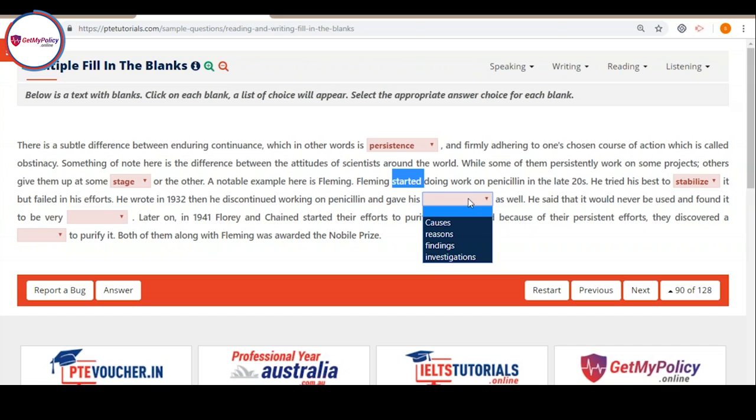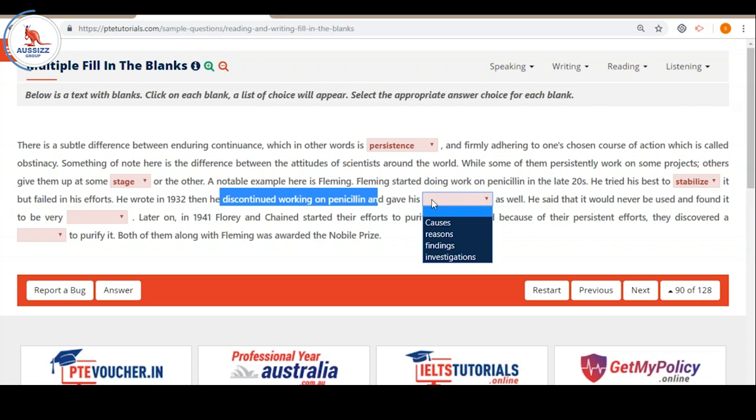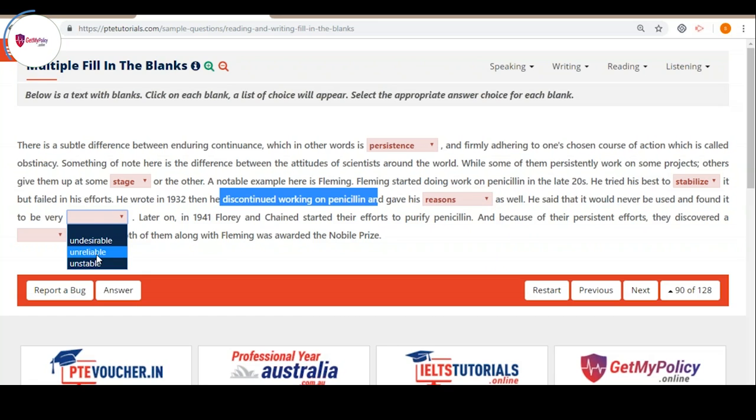They discovered a dash to purify it. Again, I got the same word, purify it. That's why I said sometimes when you read the next few lines, for the last one you are confused, the next few lines will give you the hint which word should be there. They discovered a project, a process, program, or a plan.